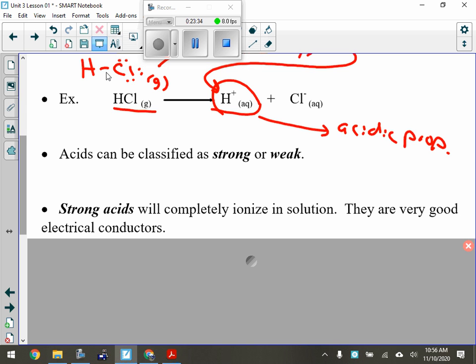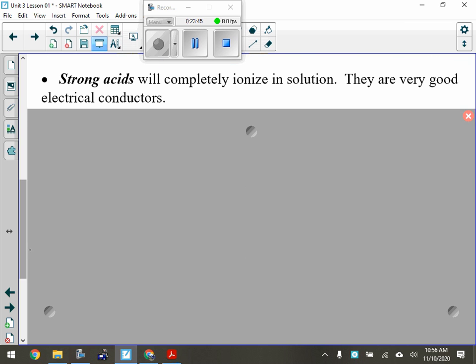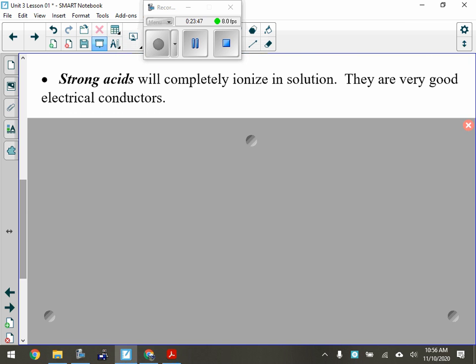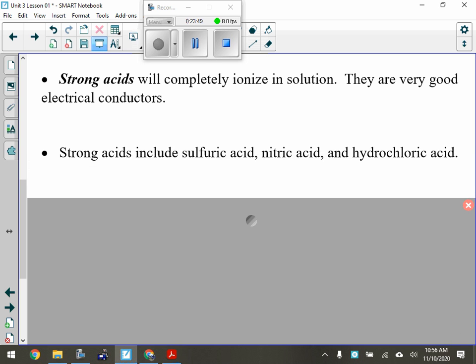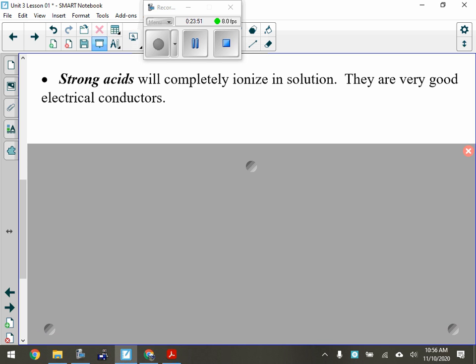Okay? Do you need to copy something there? Okay, copy. And then I'm going to show you an example. So again, strong acids completely ionize in solution. They are very good electrical conductors. We're not going to copy down the strong acids right now. I think we're going to give you a list of that later. So don't worry about it. If you do, that's fine.